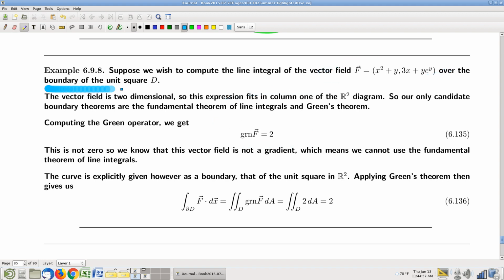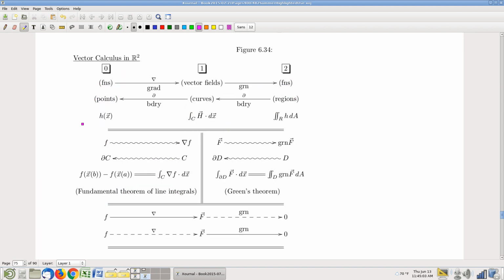Let's see here. Our curve is the boundary of the unit square. Now, if we're going to use Green's theorem, I need the boundary of the unit square to be the boundary of something. Is the boundary of the unit square the boundary of something? Well, yeah, it's right there in the language. The way the question is stated tells you what your two-dimensional region is. It's that solid unit square. So we can use Green's theorem, and we proceed.